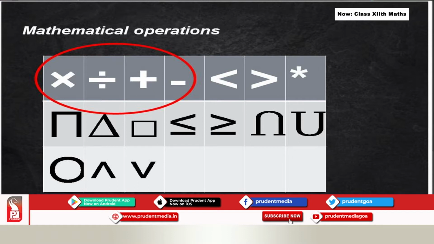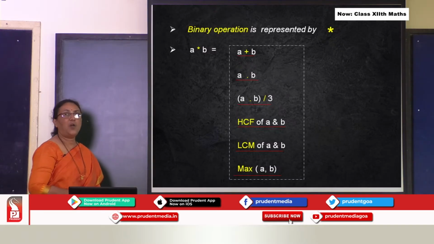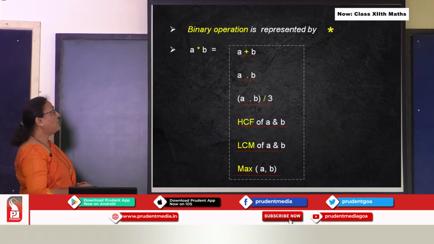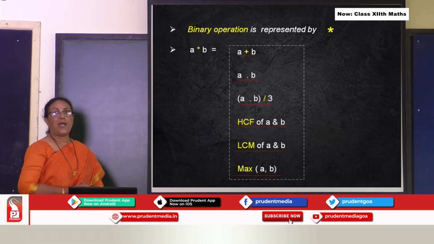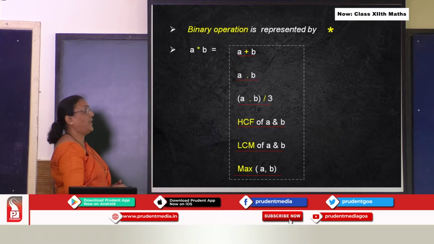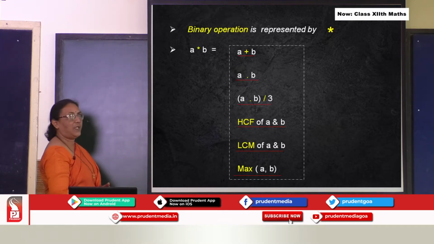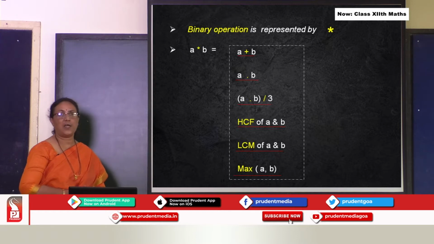Now, mostly the asterisk symbol, can you see that asterisk symbol? We will focus on that asterisk symbol. Mostly it is called asterisk, or it is also called star. Binary operation: binary, bi means 2. In a binary operation, we are operating on two elements of any set. A star B or A asterisk B, I will mostly call it star.